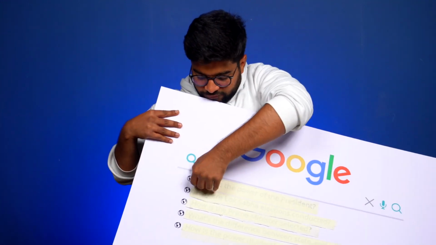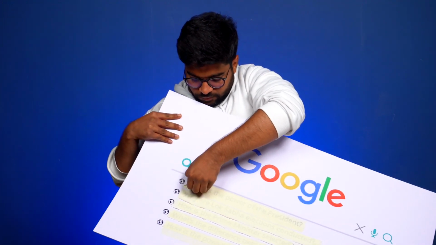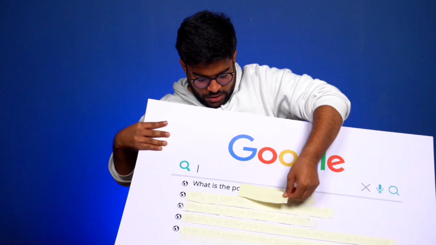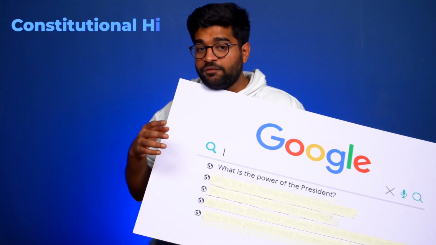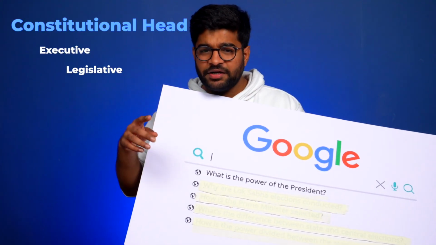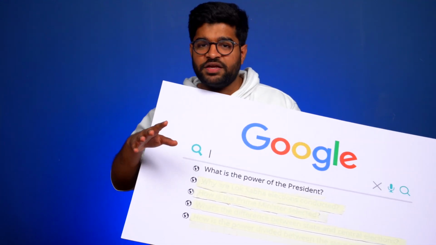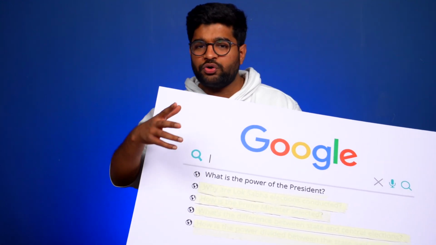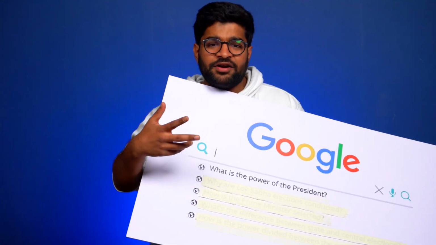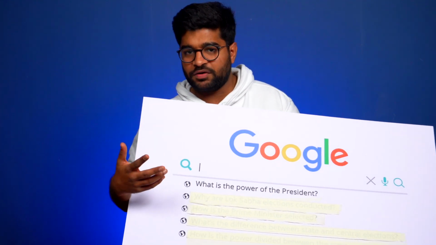Okay, so the 6th question is, what is the power of the president? Interesting question. She is the constitutional head of the executive, legislative, and military branches of the government, and has significant power and functions in each of these areas. This means that she is responsible for appointing governors of states, judges of the Supreme Court and High Courts, chief of defense staff, etc. But all of this usually happens in consultation with the Prime Minister itself.